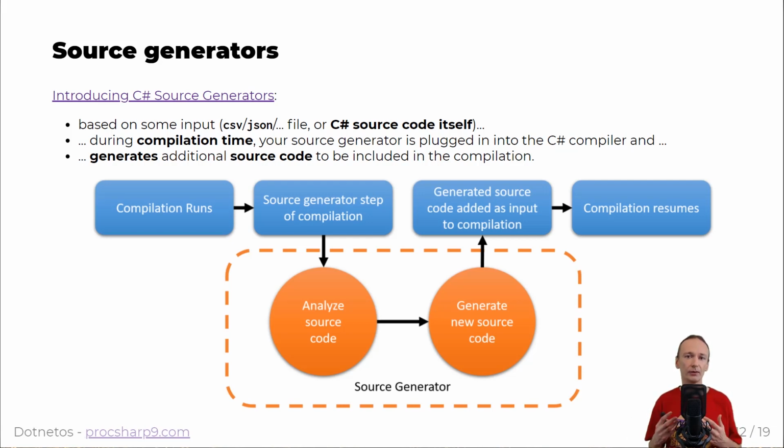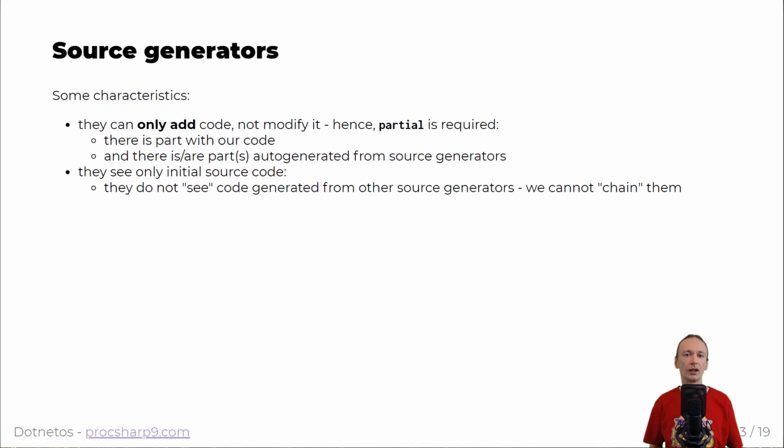And this pipeline of the compiler is then supported as a regular compilation inside your IDE like Visual Studio. You can imagine it as a kind of macro or any other way of providing new code while you compile your own code. There are some characteristics of source generators. So first of all, they can only add code. You cannot modify your own code.